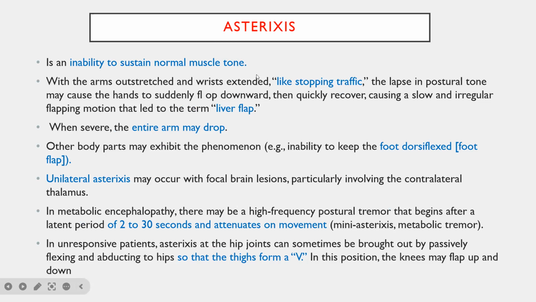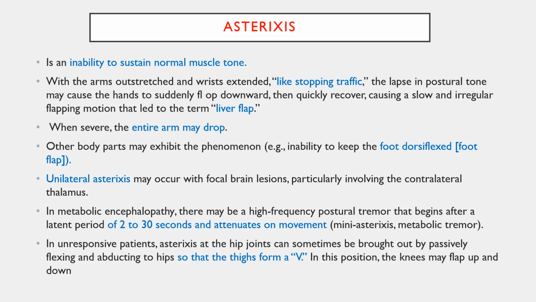So sometimes the entire arm may drop. You can see it in the lower limb also, if keeping the patient's foot in a dorsiflexed position, that time also you can see foot flap. And unilateral asterixis is usually seen in lesions involving the thalamus. Sometimes in metabolic encephalopathy, there may be a high frequency postural tremor that begins after a latent period of 2 to 30 seconds and attenuates on movement. This is called mini asterixis. Here only predominant tremor-like symptoms will be there. This is also called metabolic tremor, as all of you might have seen in the medical ICU wards.